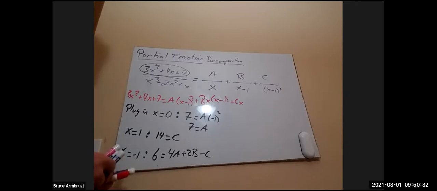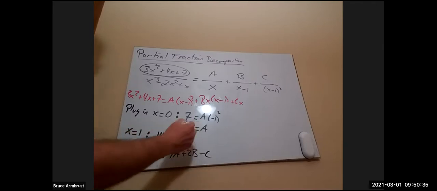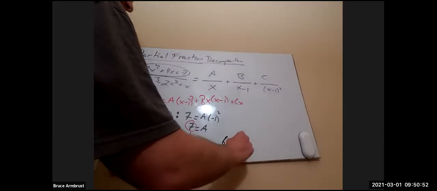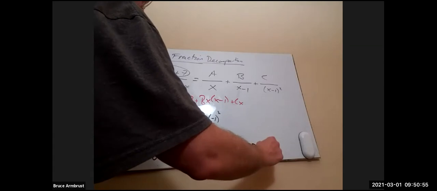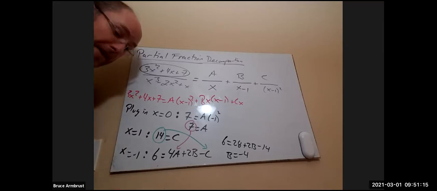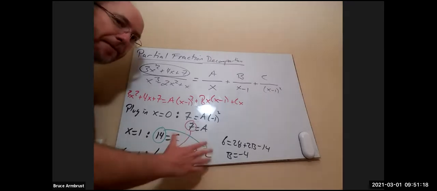All right, well, this one I need to solve for b, but I already know some of the values, right? I know a is equal to 7. I know c is equal to 14. So I can fire those in there. So I get 6 equals 28 plus 2b minus 14. And if you just do a little bit of arithmetic algebra stuff there, you get b is equal to -4. Which were the same numbers that we found the other way. All right, so I'm a big fan of doing it this way.